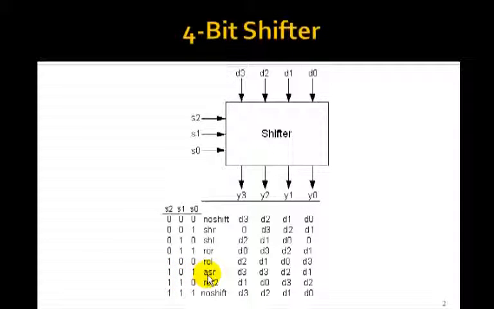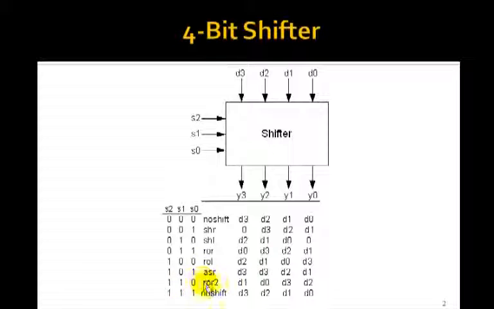A 5 for S is an arithmetic shift right. Arithmetic shift right differs from this shift right, which is really a logic shift right where we pump a 0 in. Instead of pumping a 0 in, the arithmetic shift right keeps the sign bit the same. So D3 is the sign bit, so that stays the same, and then they all get shifted over. If it was a 1 it stays a 1, then D2 gets shifted over, D1 gets shifted over. So that's arithmetic shift right.